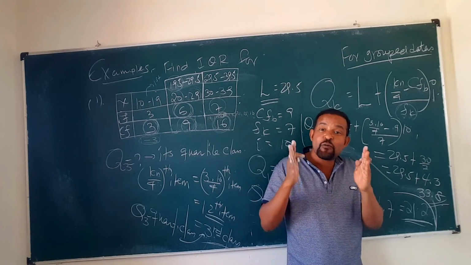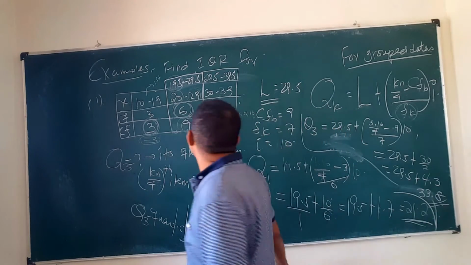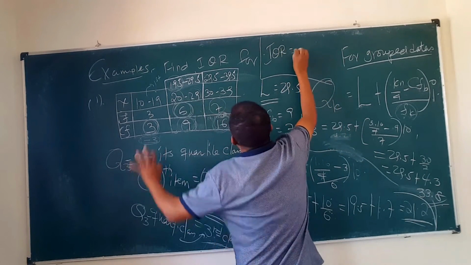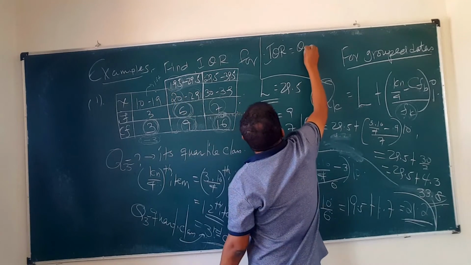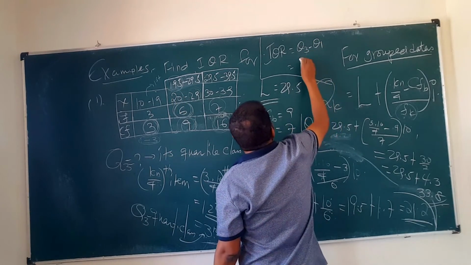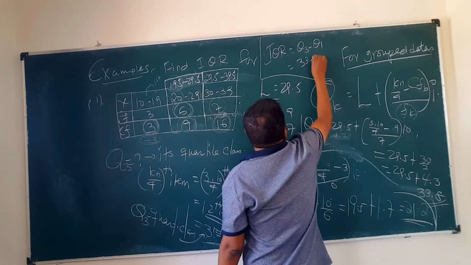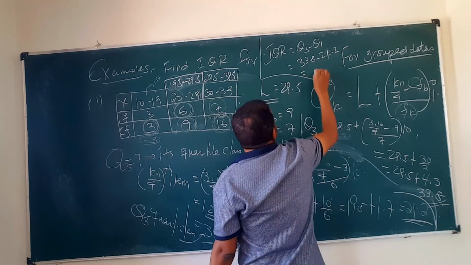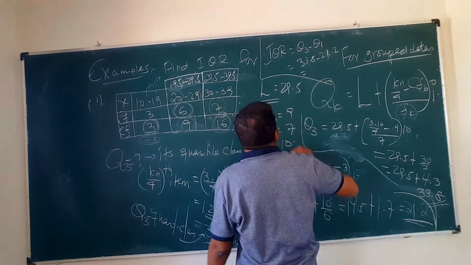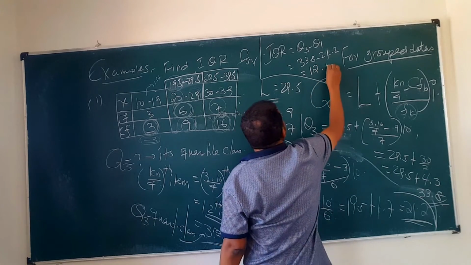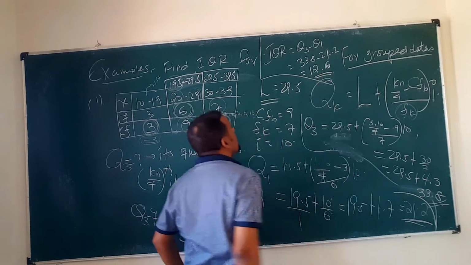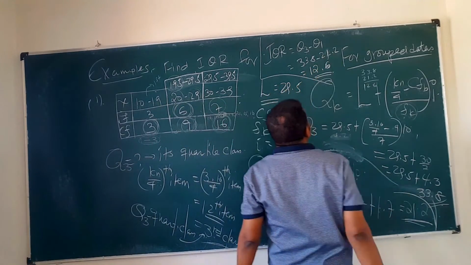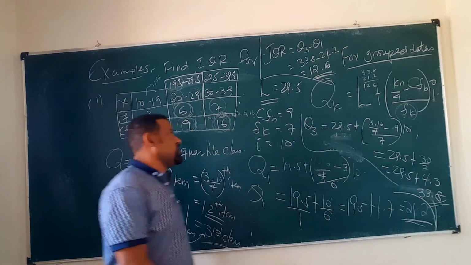So our objective is to find the interquartile range. The interquartile range of this grouped data is given by Q3 minus Q1. Q3 is 33.8 minus 21.2 of course, which is Q1. So 33.8 minus 21.2, which is 12.6.